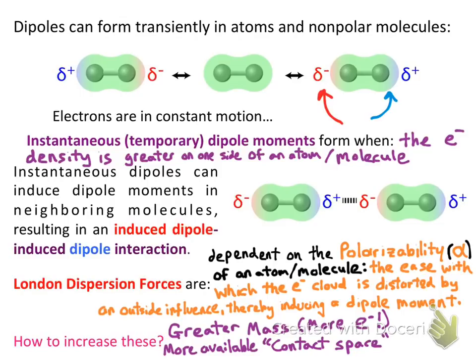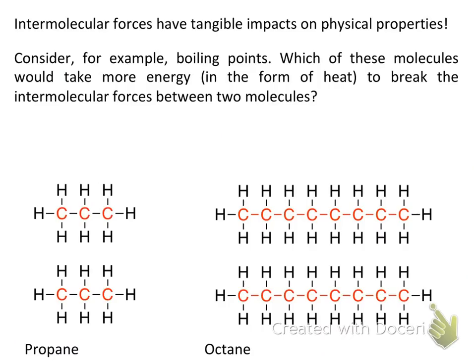This example with atoms also works itself into molecules. Generally speaking, larger molecules have the capacity to create more London dispersion forces with other molecules. So with that in mind, let's compare these two alkanes, propane and octane. Given what we just talked about, which of these do you think would take more heat in order to disrupt the intermolecular forces? A, propane with 3 carbons, or B, octane with 8 carbons? Take a moment and decide.